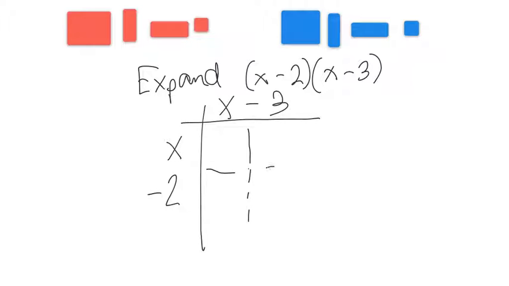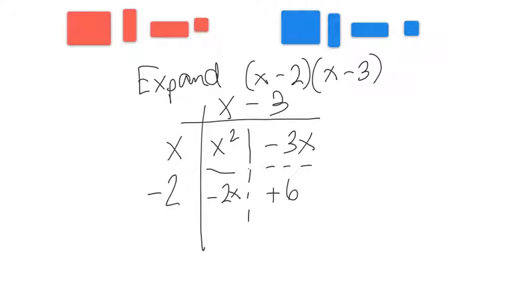Again, I'm going to set up my chart like this. X multiplied by x is x squared. X multiplied by negative 3 is negative 3x. Negative 2 multiplied by x is negative 2x. And negative 2 multiplied by negative 3 is positive 6.